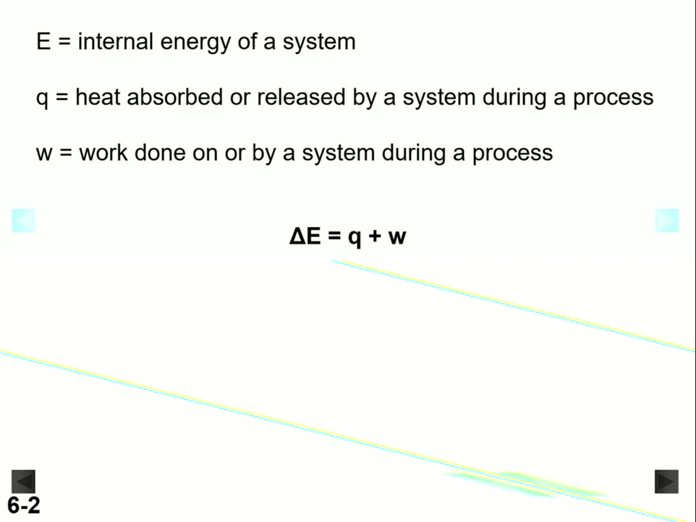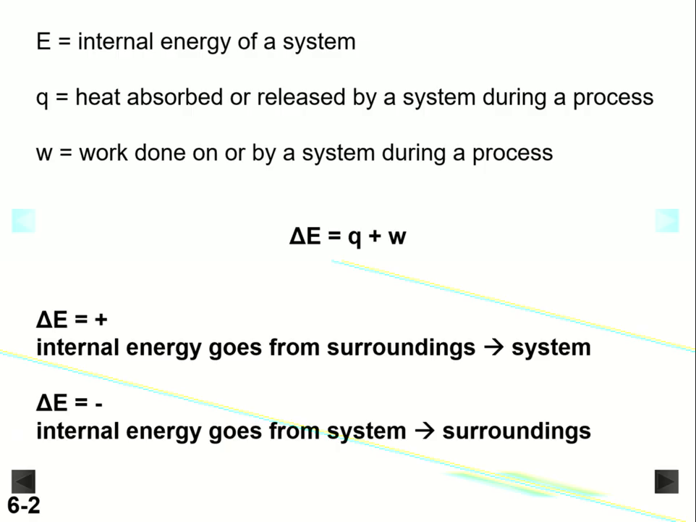So we have delta E as Q plus W, and our basic sign convention, which helps us to understand where we're headed with this. Delta E being positive means internal energy goes from the surroundings into our system. Delta E being negative means internal energy goes from our system into the surroundings.